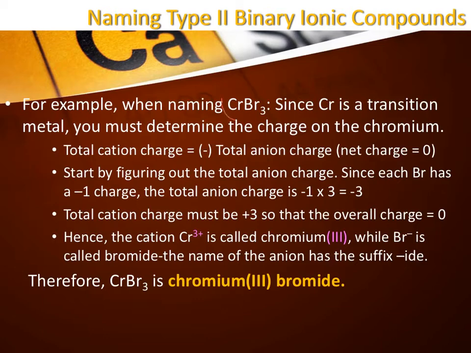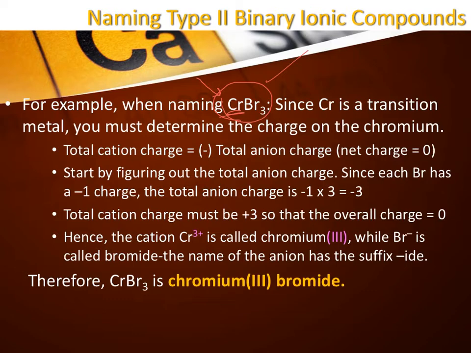All right, so let's actually do a name. If you see a formula, again, the first thing you should always ask yourself is, is the metal a transition metal? Is it in the middle of the periodic table? Chromium is, so you're like, uh-oh, now I have to find the charge on this chromium before I name it. How do I do that?